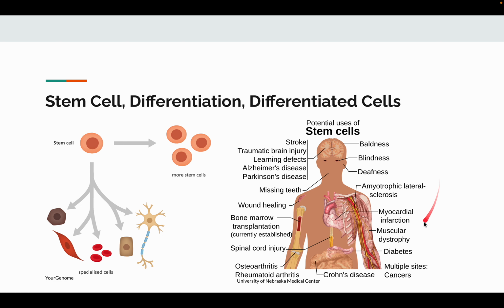And this we can see in the medical world. There are a lot of potential uses of stem cells, including blindness, which they hope that by experimenting with stem cells, they can cure by repairing the differentiated cells in the eye. And that's all for this video. Thank you.